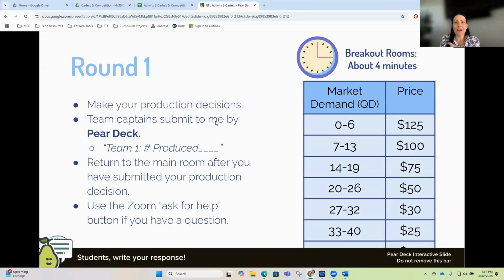All right? Are there any questions? Yes. How many rounds are there? We do not know how many rounds. There will be at least 3. There could be 6, okay? Does every team have the same budget? Yes, every team has the same balance sheet, starts with 150, has the same production cost.